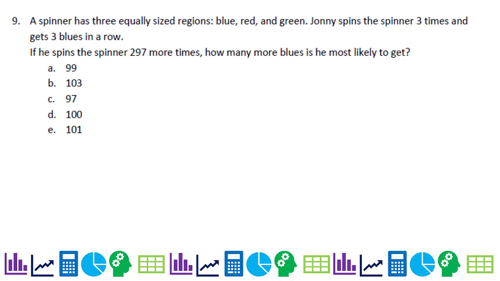Number 9, a spinner has 3 equally sized regions, blue, red, and green. Johnny spins the spinner 3 times and gets 3 blues in a row. If he spins the spinner 297 more times, how many more blues is he most likely to get?